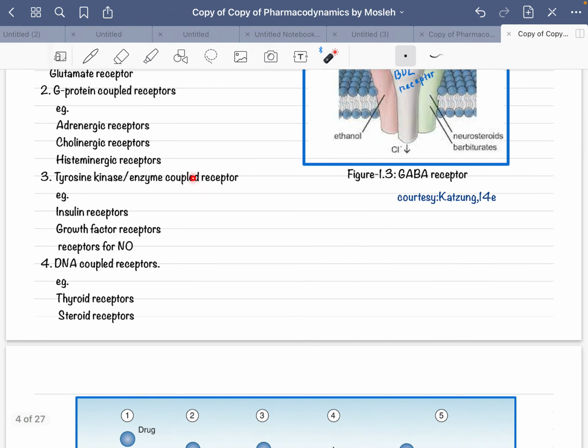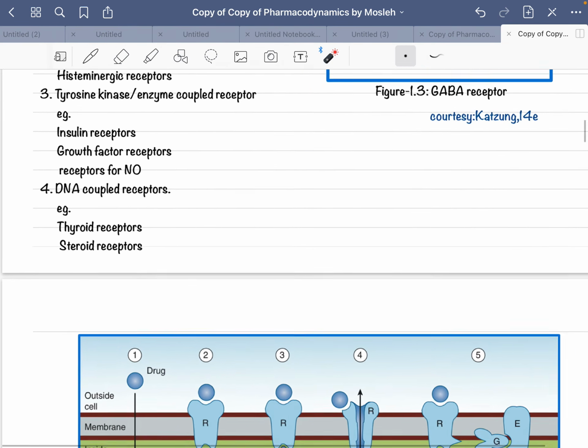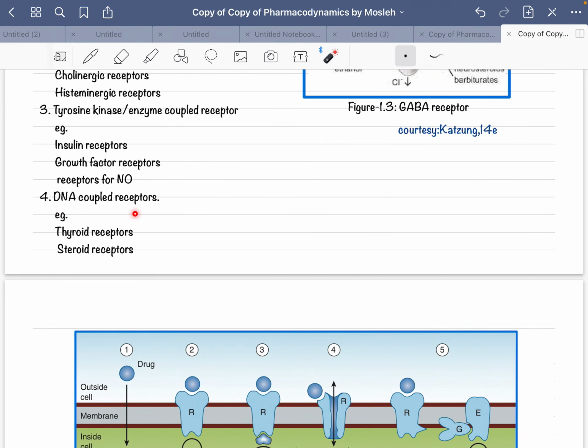And there are some receptors which are attached with tyrosine kinase, or a portion of the receptor acts like tyrosine kinase enzyme. So I repeat, a portion of the receptor acts like tyrosine kinase enzyme, or the receptor is attached with tyrosine kinase enzyme. I will show you in my next tutorial, inshallah. Another receptor is the DNA coupled receptor.